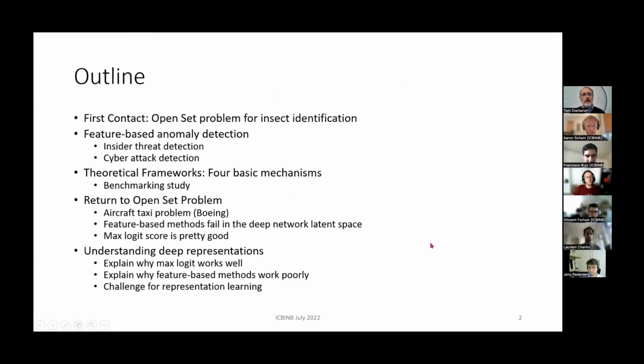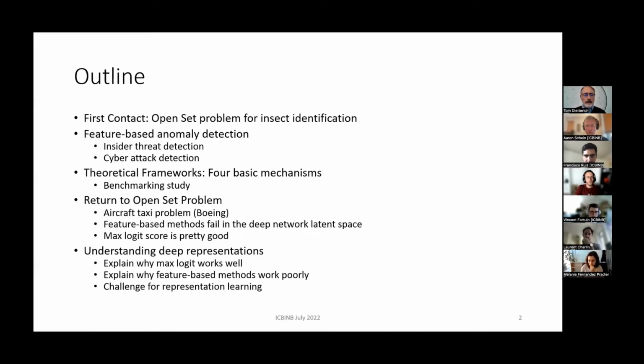So the outline is, I'm first going to talk about my first contact with what is known as the open set problem, which was in the context of an insect identification domain. Then I took a detour into anomaly detection in feature-based representations, mostly looking at security type applications. Out of that, I will give a brief review of the four basic mechanisms for anomaly detection that have grown up in that space. But then, in the last 5 years, I've returned to thinking about the open set problem in computer vision.